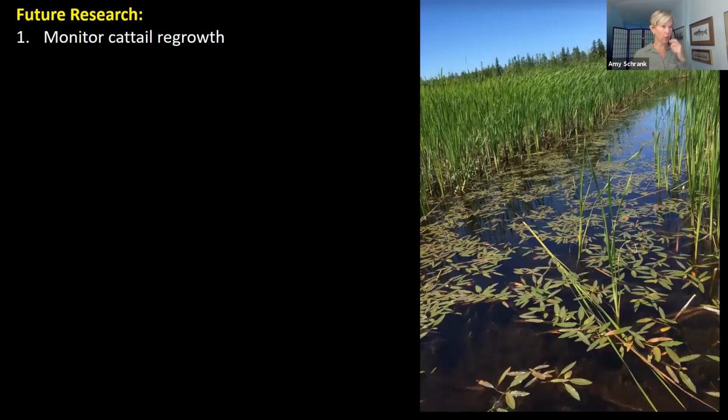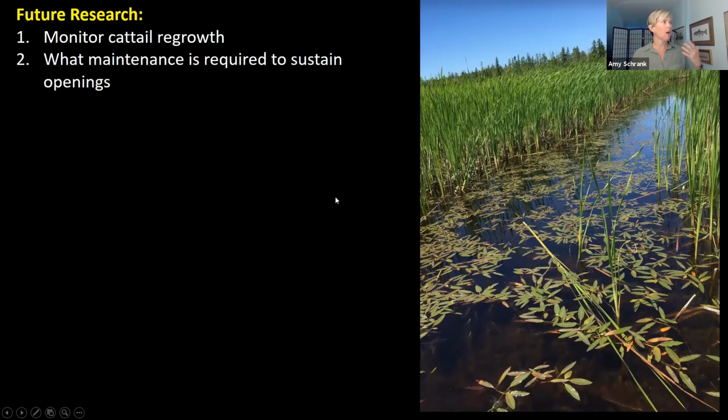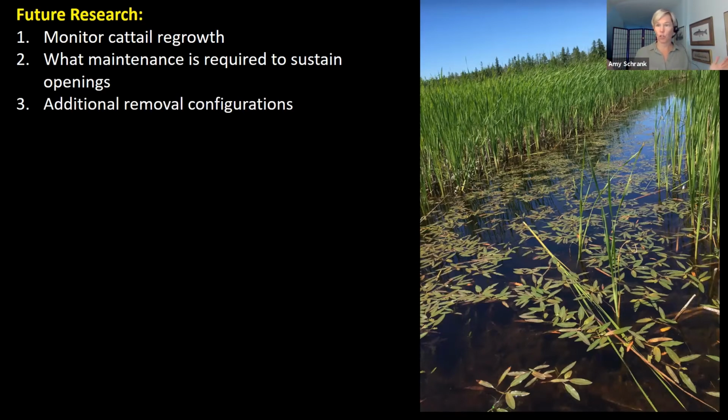Things we might think about in the future after this first couple of years: how long does it take this cattail to regrow? This picture is about a year after removal. Certainly it's going to grow back in. How long does this take? What maintenance is required to sustain these openings? If you have an initial investment of removing this cattail, can you just monitor and keep mowing the edges a little bit with a weed whacker? What do you have to do to sustain these openings? Maybe rectangles are not the way to go. Maybe circles are better. What other removal configurations might be beneficial for fish communities and plant communities?